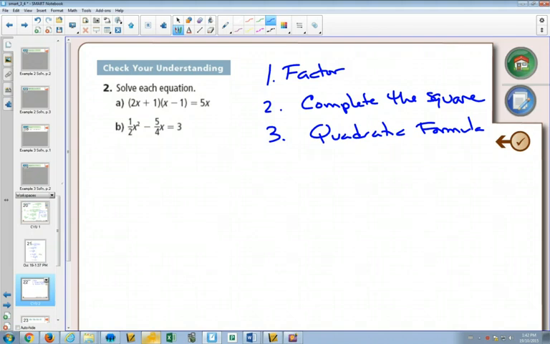Whether you're using factoring or the quadratic formula, you first have to have it equal to 0. You have to have it in this form, ax squared plus bx plus c equals 0. So even though it looks like it's factored in part A, can you see that it's not equal to 0? So we can't use factoring or part 3, the quadratic formula, yet, because it doesn't look like this form.